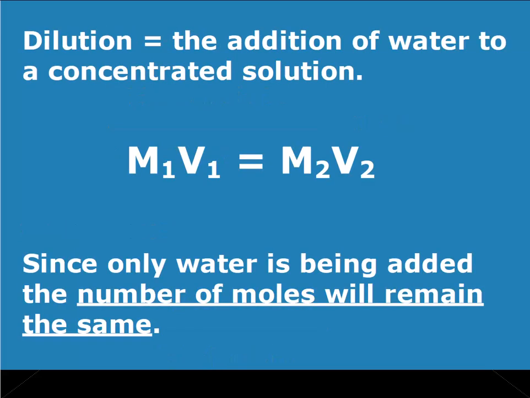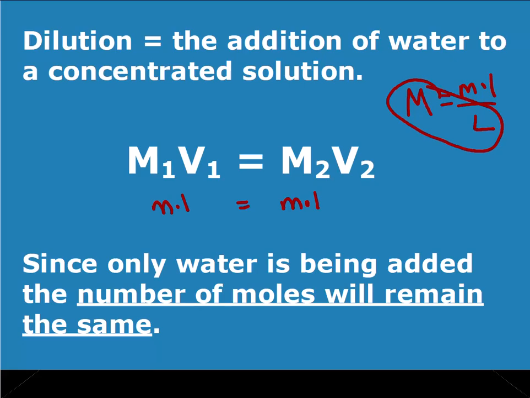Dilution is the addition of water to a concentrated solution. When you add water, the number of moles will remain the same. Molarity is equal to moles over liters. So if moles before is equal to moles after, molarity times liters is equal to molarity times liters. So when we multiply those, our moles will remain the same.